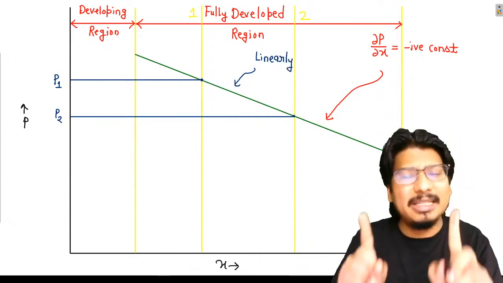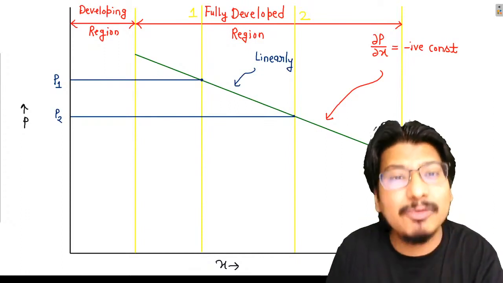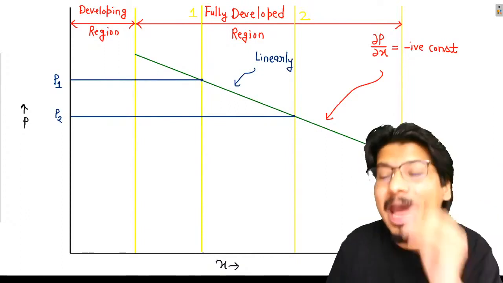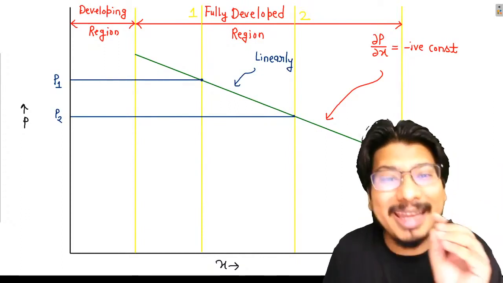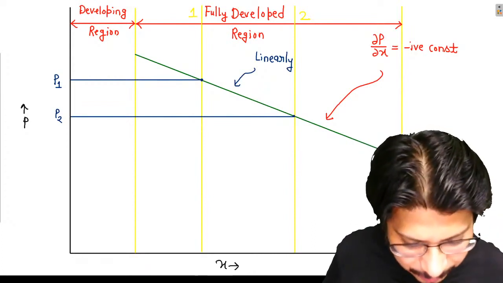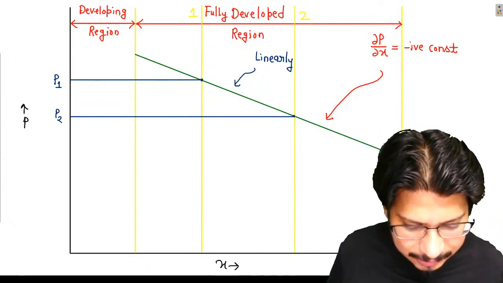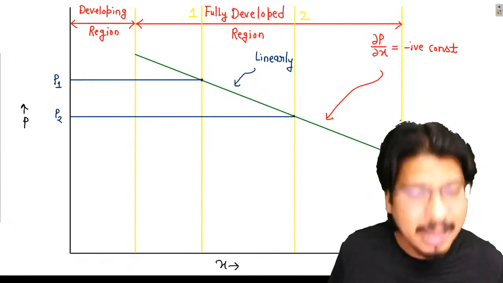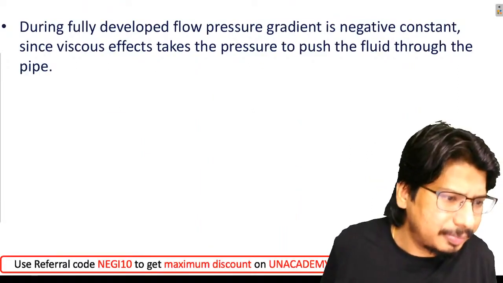If it is decreasing, then dou p by dou x is negative. Since it is decreasing linearly, I am saying dou p by dou x will be a negative constant. Okay, alright. Is it clear to everyone? Excellent. So look here.